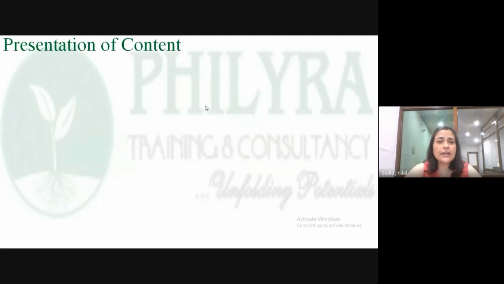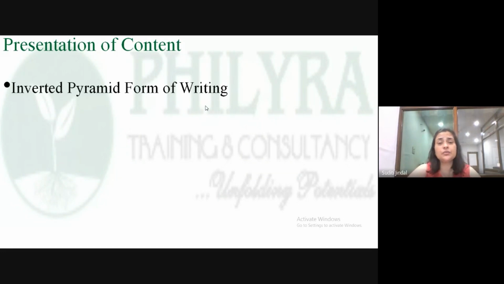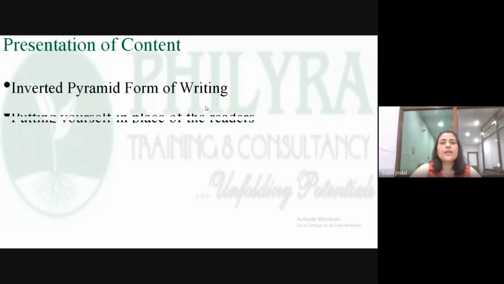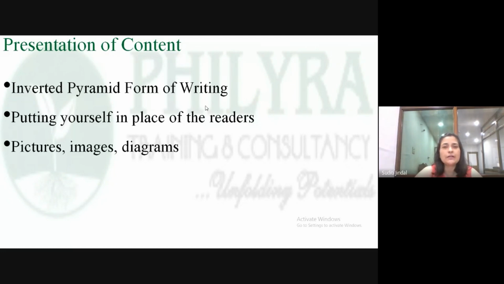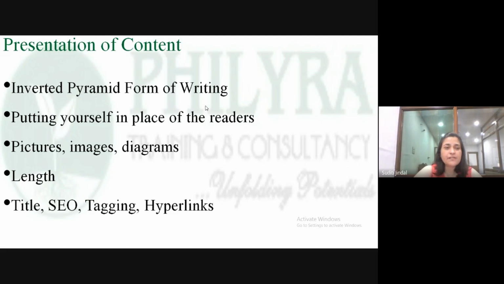So after taking care of those gaps, what do we need to do? We need to have clarity about how we are going to present content in a blog. There are certain aspects which I've put down here, these 5 aspects of presentation of content in a blog. The first is the inverted pyramid form of writing. This is also a journalistic form of writing.